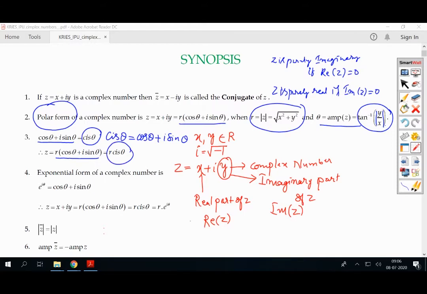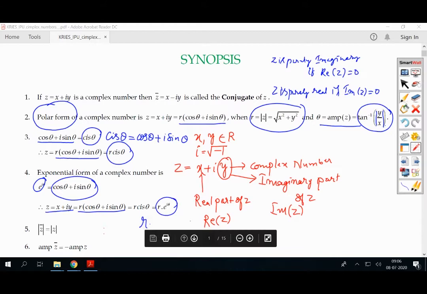Similarly, the exponential form of complex number: if theta is the amplitude and r the modulus of the complex number, e to the power i theta, which is the same as cos theta plus i sin theta, is used for the exponential form of the complex number. So when z is equal to x plus iy, instead of r into cos theta plus i sin theta, we write r into e to the power i theta. So this r into e to the power i theta is called the exponential form of complex number z.